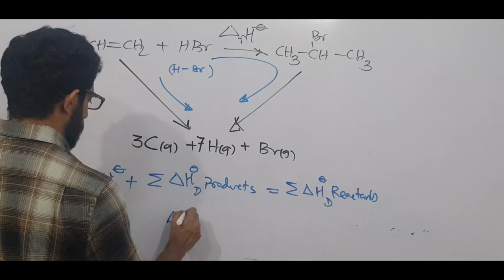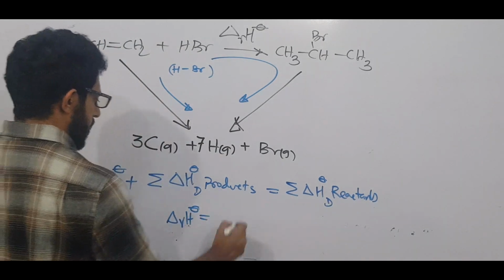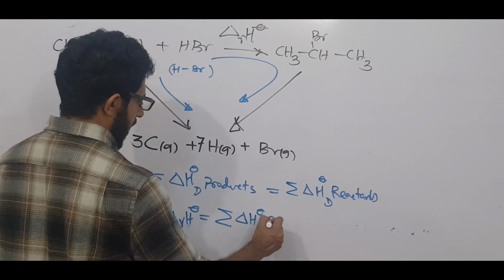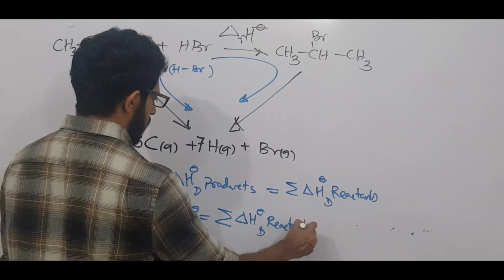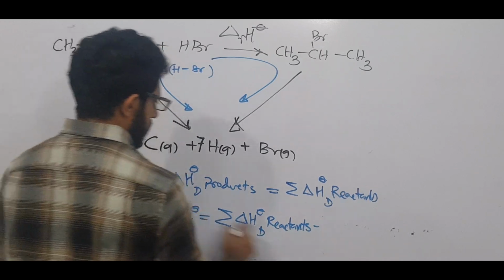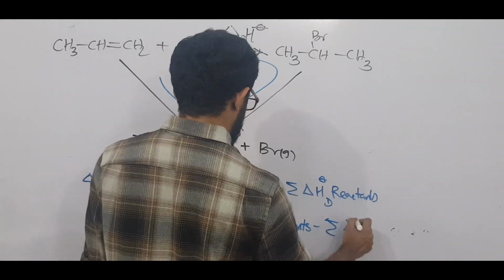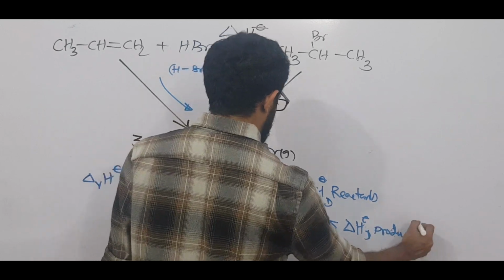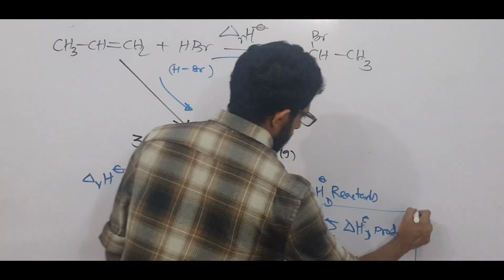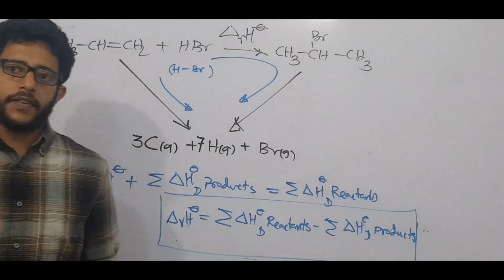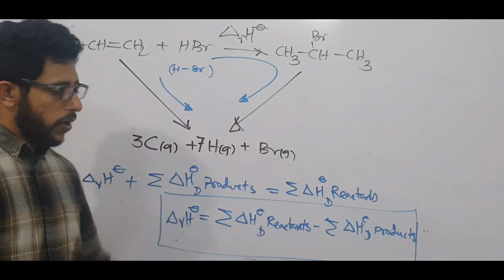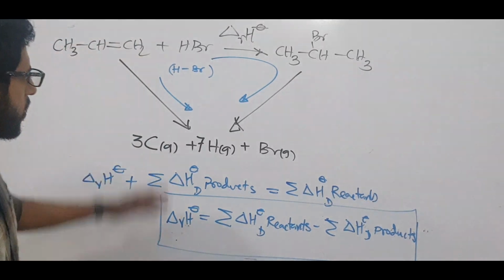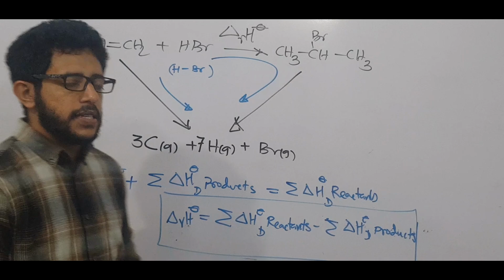So we can use the formula for the rest, that is sigma, summation bond dissociation of reactants minus summation bond dissociation of products. So reactants minus products, that is the common thing we can use when you do the bond enthalpy calculation. Some questions are very easy. So this is the way you can do it. It's very easy one, right?